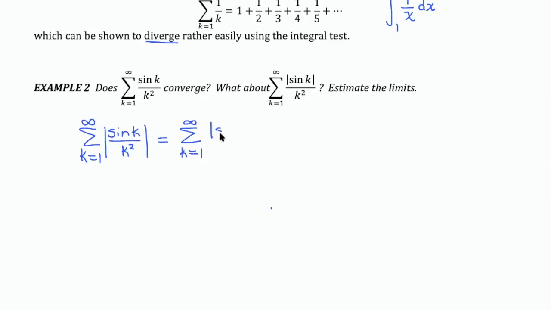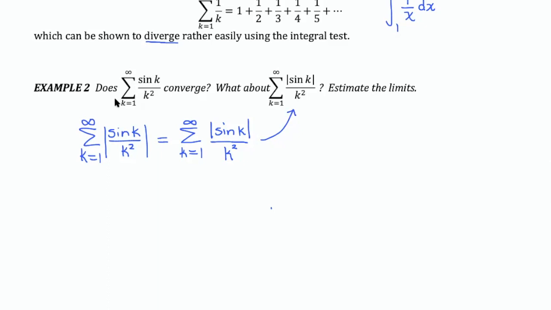So I would want to keep the absolute values around that numerator. However, in the denominator, the absolute value of k squared, well, k squared is going to be a positive number always. So I can just drop those absolute value bars, and you can see that we did create this second series by taking the absolute value of the first.